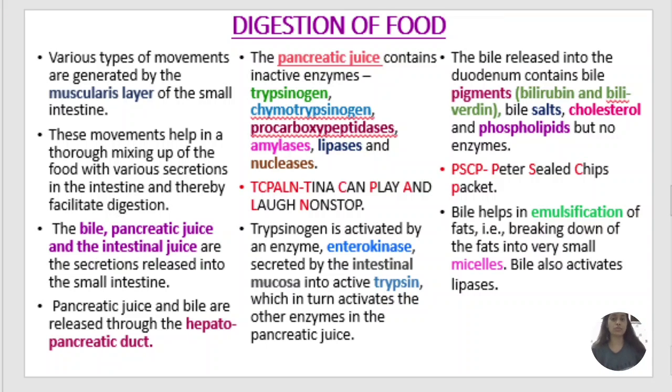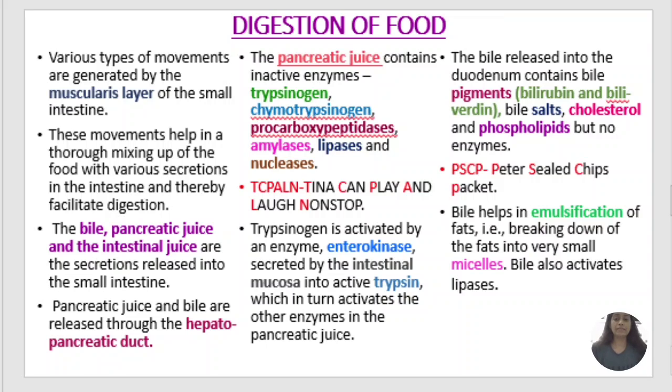in the pancreatic juice. The bile released into the duodenum contains bile pigments, which are the bilirubin and biliverdin, some bile salts, cholesterol, and phospholipids, but no enzymes. So this is another mnemonic, which is PSCP, Peter Sealed Chips Packet. So P stands for pigments, S stands for salts, C stands for cholesterol, and the P stands for packet.